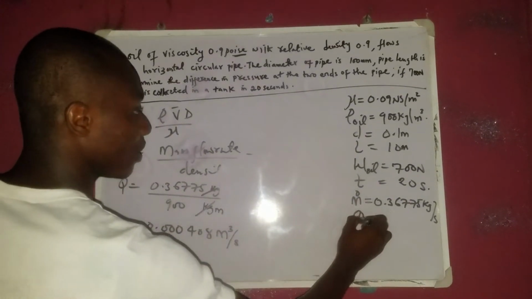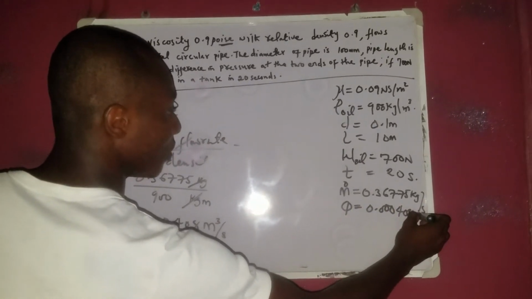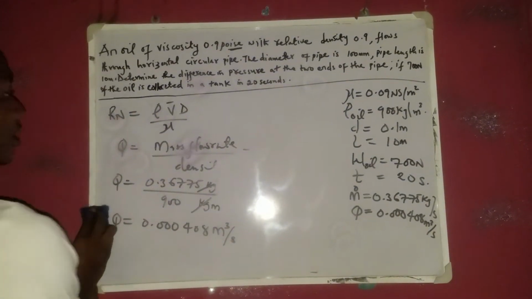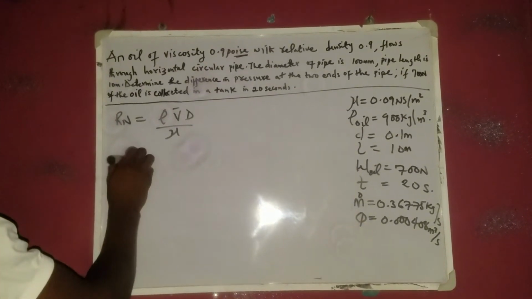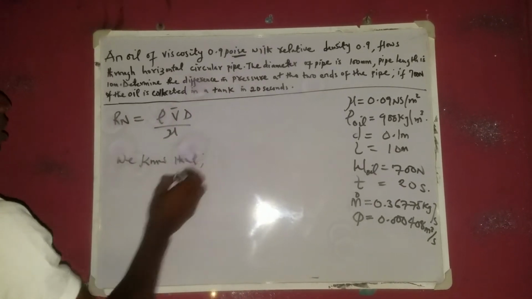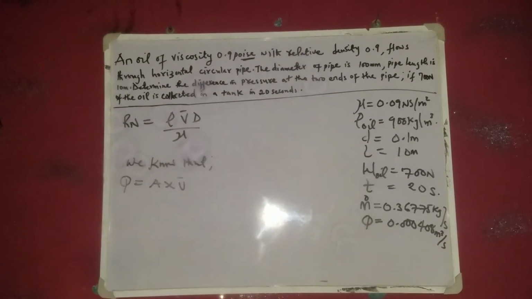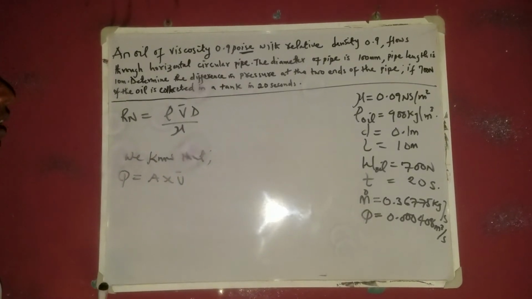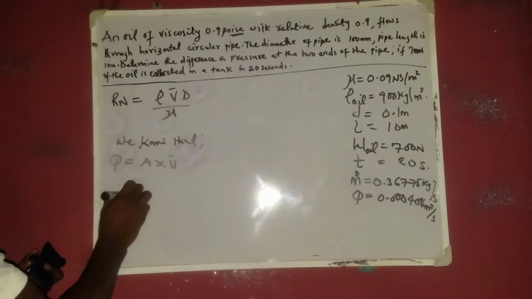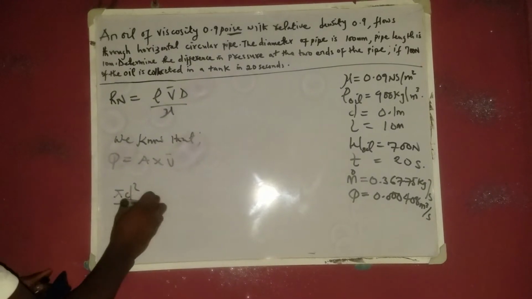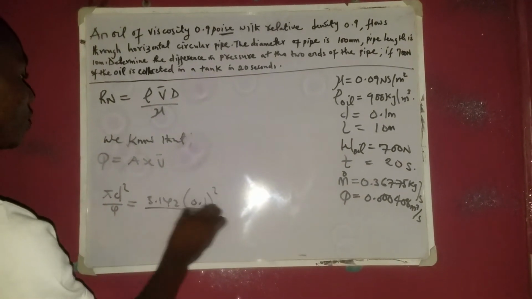Let me put the value here. Q here is equal to 0.000408 meter cube per second. So now that we have our discharge, we can now look for our mean velocity. So we know that Q is equal to A times V, right? And then we'll also look for A, the area of the pipe. Since the pipe is circular, we know pi d square all over 4 will do. So this is 3.142 into the diameter, 0.1, all squared, all over 4.